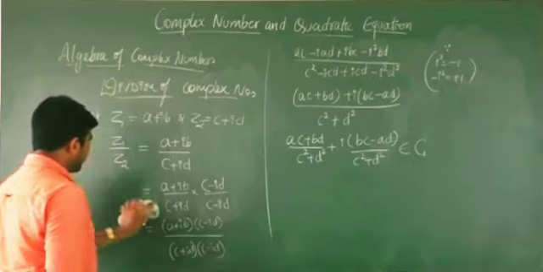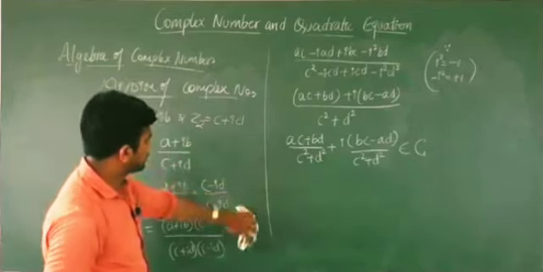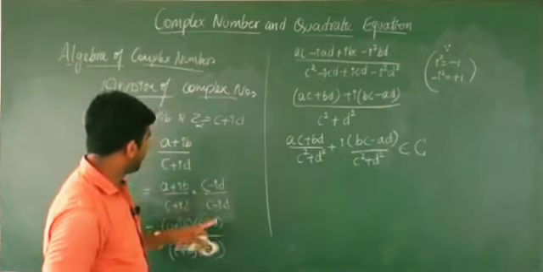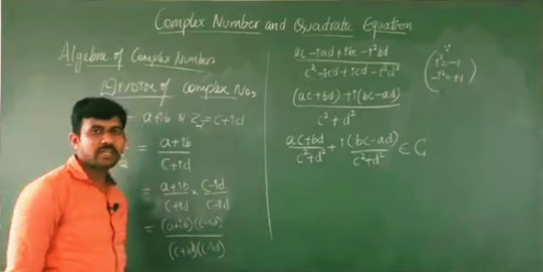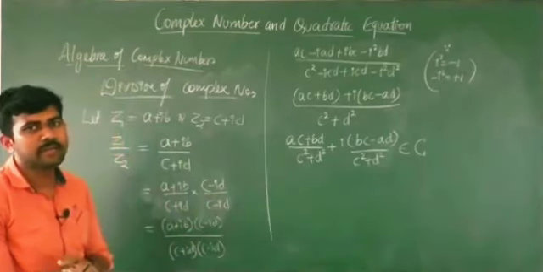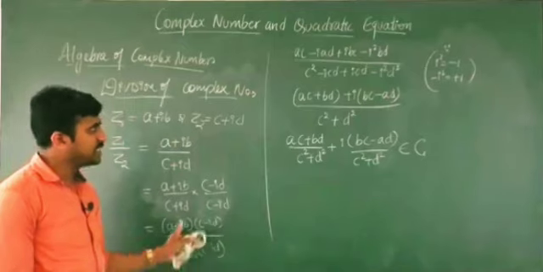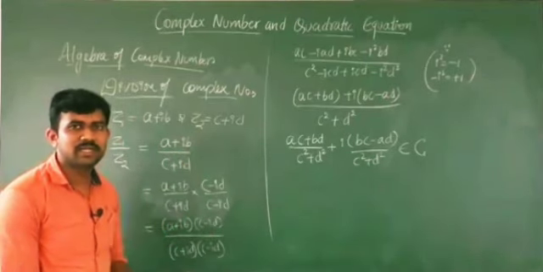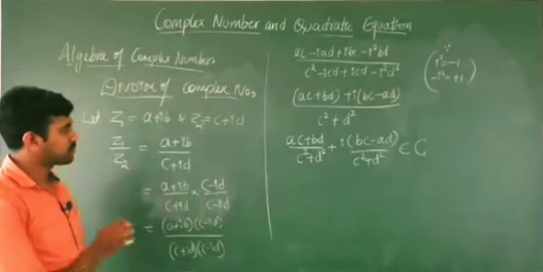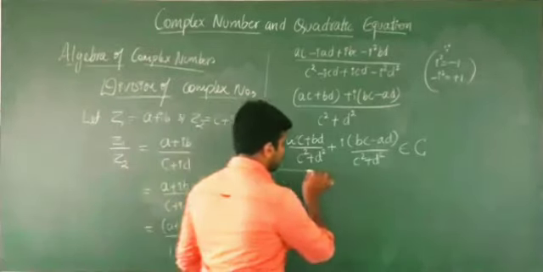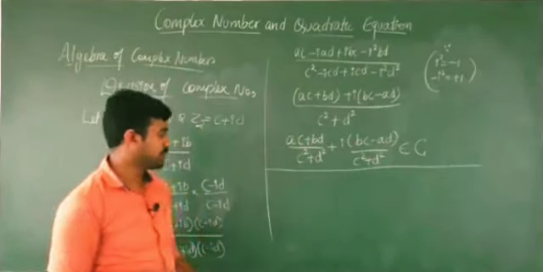When dividing two complex numbers, we can use the same steps. What do we have to do? Multiply and divide by the conjugate of the denominator. Remember, multiply and divide by the conjugate of the denominator. And then we multiply the numerators and denominators with each other. Solve it like this. So this is about division of two complex numbers.